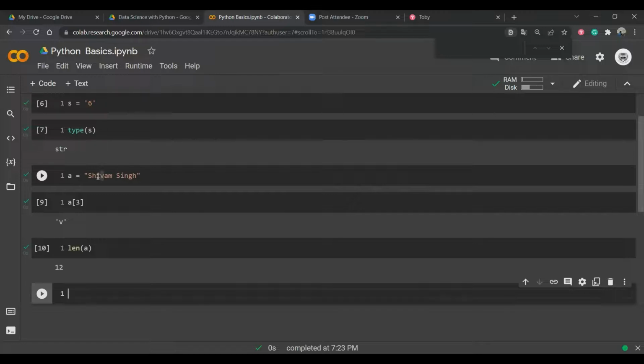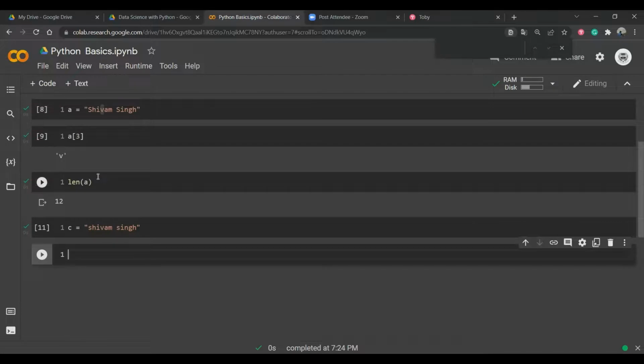Then there is another function also. Suppose I have my characters in this way, maybe Shivam Singh.